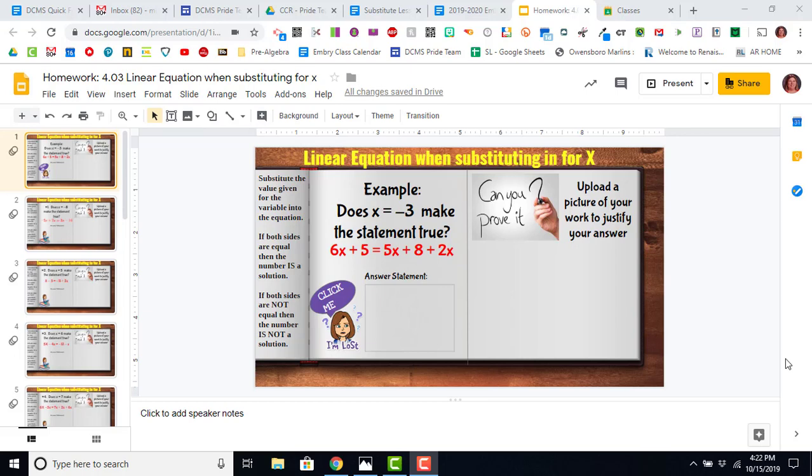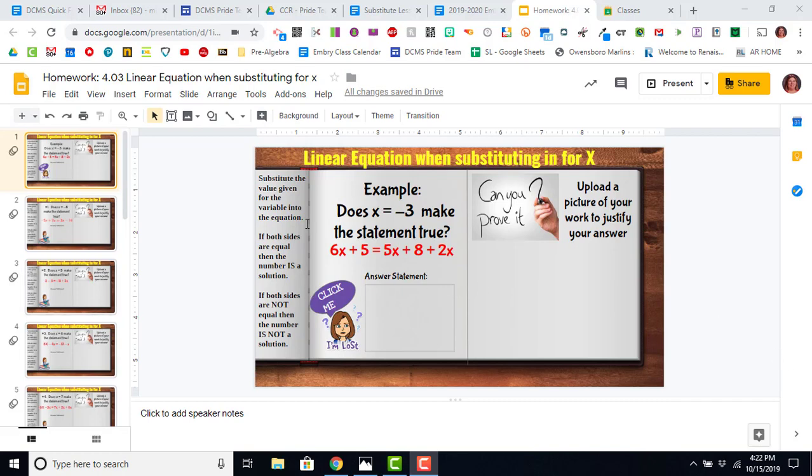Hey guys, I am clearly out today, but I wanted to give you an example of what I need for you to do. So you've found your homework in your Google Classroom, and now I want to show you what I want that to look like today.